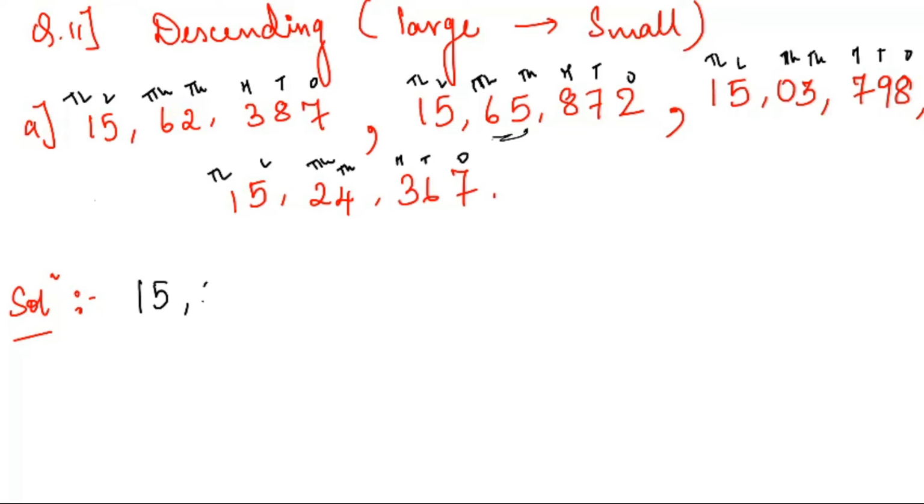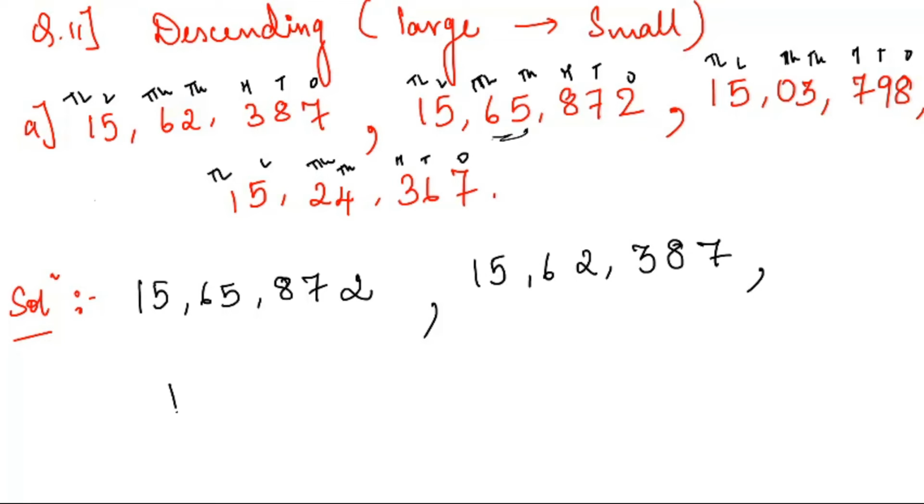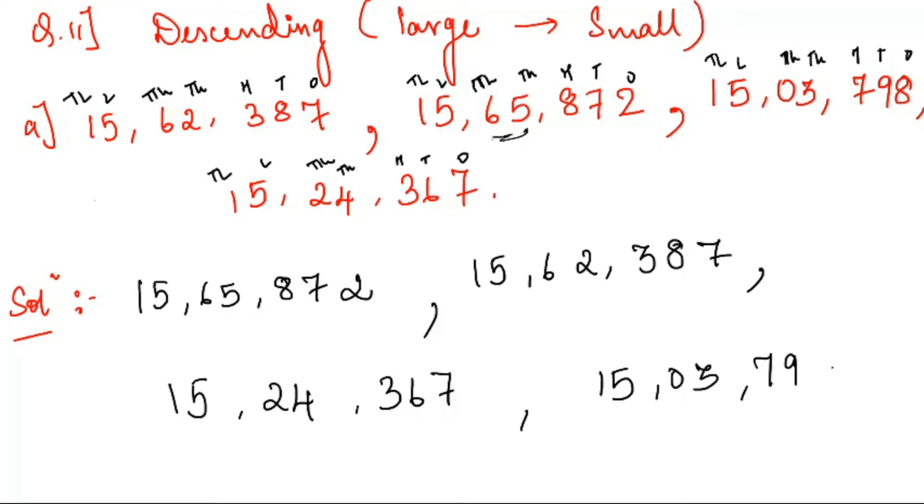65,872. The next one is 62. So 15 lakh 62,387. The another one 15 lakh 24,367. And the last one is 15 lakh 3,798. This is your descending order. That is question number 11. Now in question number 11, another two sums you will do on your own.